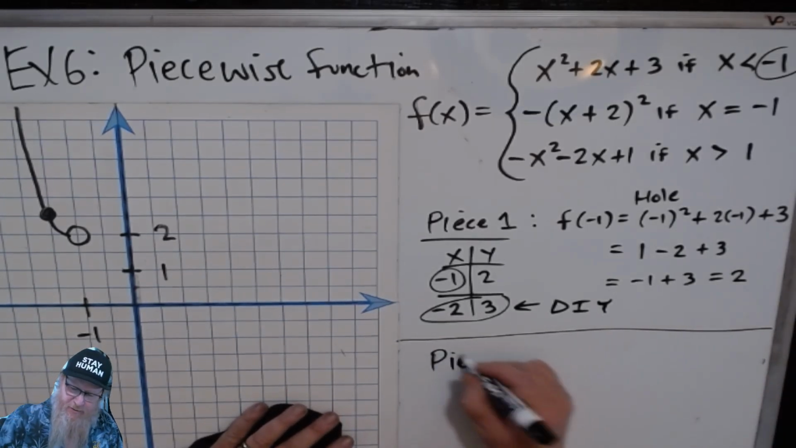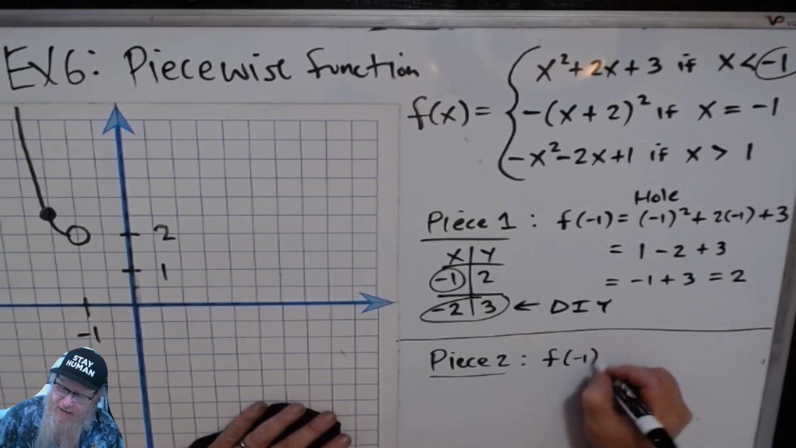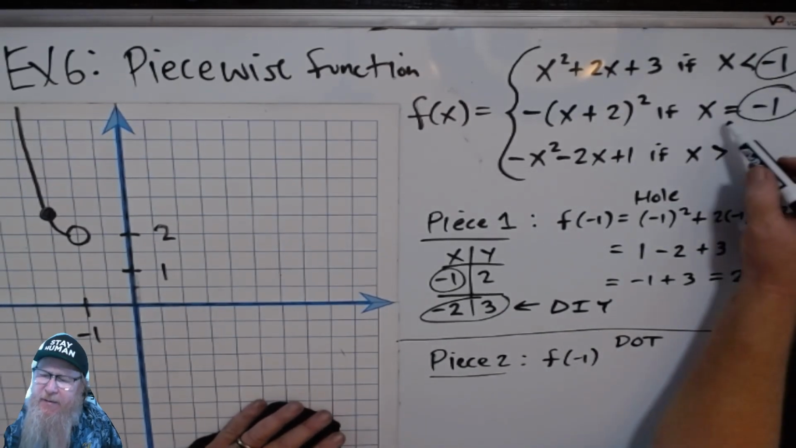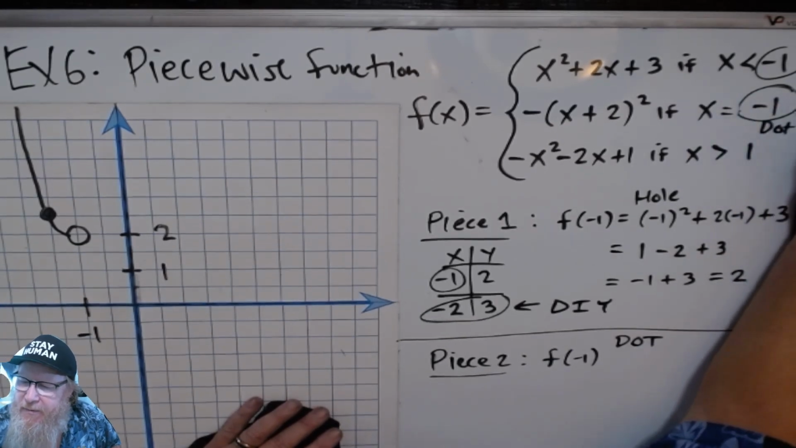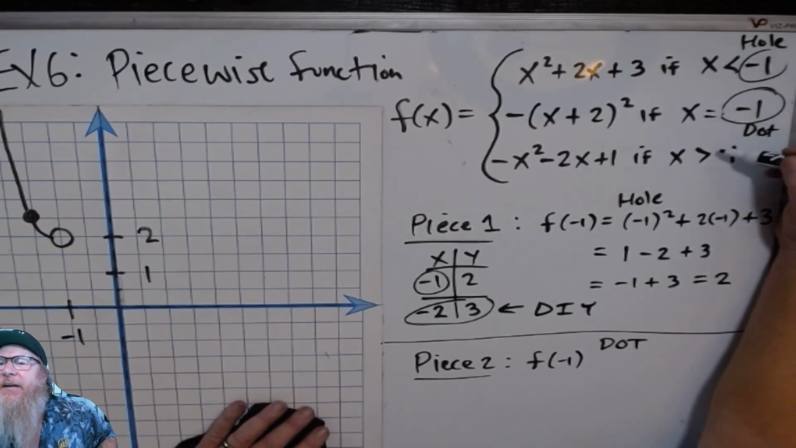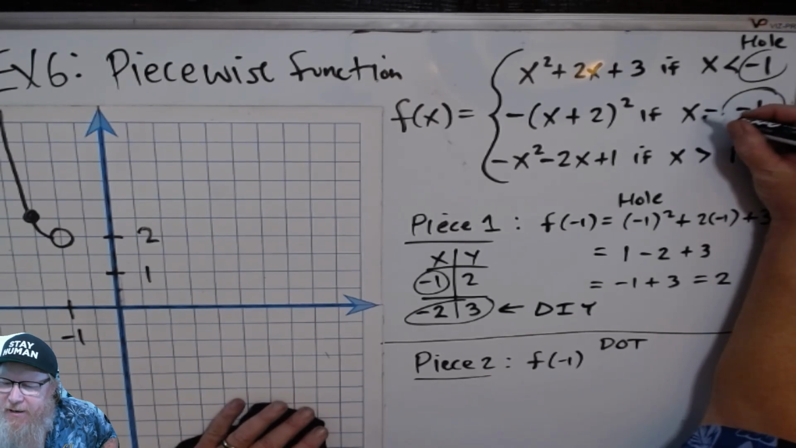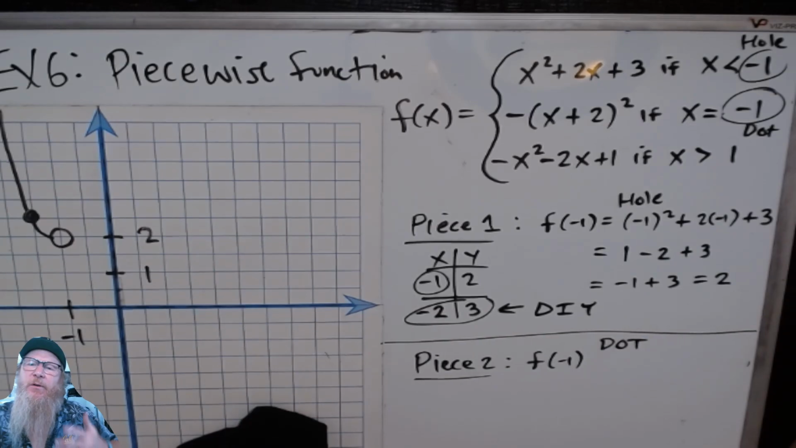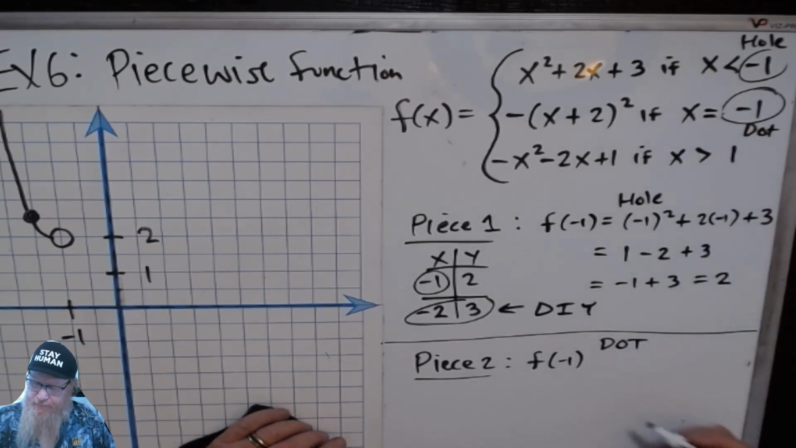All right. Piece two. Piece two, f of -1 is a dot. Yeah. Because x is equal to -1. So remember, holes are less than or greater than. Yeah, those are holes. Dots are equal to. Or you could say greater than or equal to, or less than or equal to. Those would also be dots. This is just equal to.